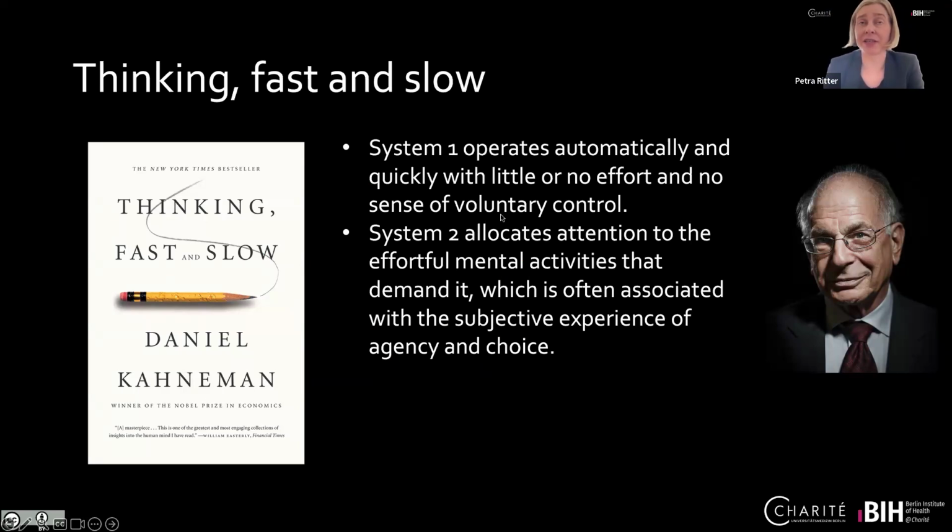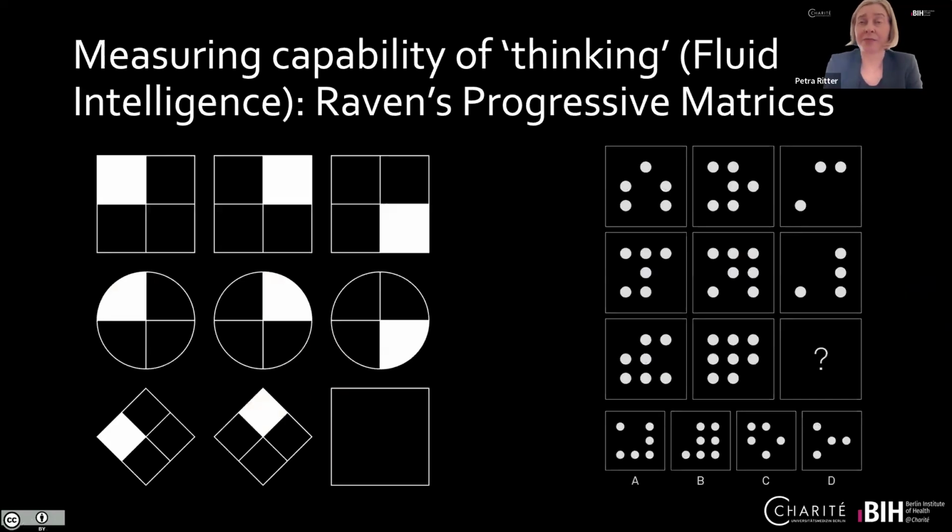System 1 operates automatically and quickly with little or no effort and no sense of voluntary control. And system 2 allocates attention to the thoughtful mental activities that demand it, which is often associated with a subjective experience of agency and choice. Yeah, so the easy system, quick decision, and the demanding system that requires us thinking, yeah, which we notice, which is a thoughtful process. And the thinking capability is measured in cognitive psychology with so-called fluid intelligence tasks.